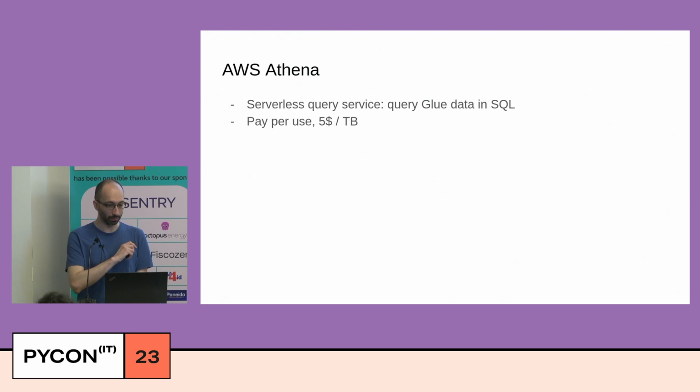So at the end of the data lake, we have Athena, which is a serverless query service. That means that it lets you query in SQL the data stored in S3 and exposed by Glue. This is the interface that Apache Superset is using to connect. Speaking about pricing, it costs about $5 per terabyte queried.